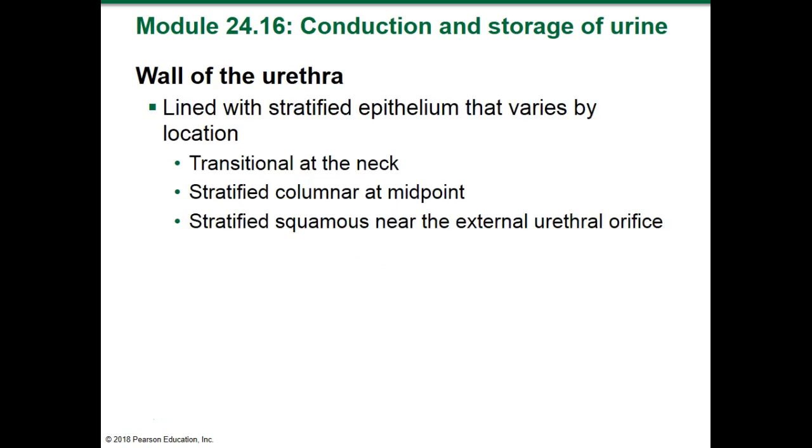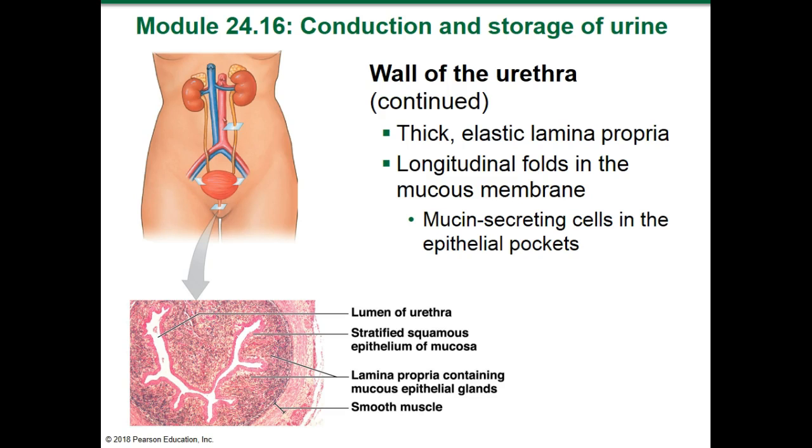The urethra is lined with stratified epithelium that varies by location. Transitional epithelium at the neck, stratified columnar at the midpoint, stratified squamous at the external urethral orifice. We have a thick elastic lamina propria in the wall of the urethra, longitudinal folds in the mucous membrane. We have mucus secreting cells in the epithelial pockets.